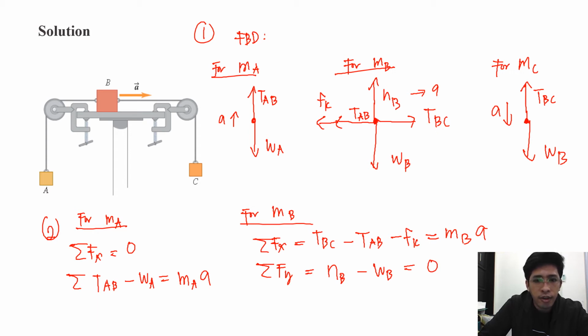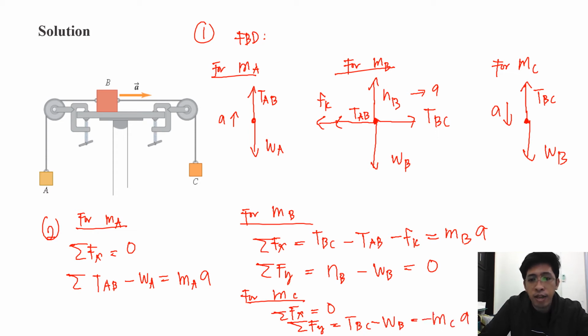And lastly, for block C, along the X, this is 0, and along the Y, we have your T_BC minus weight C, and then this is equal to minus M_C a. We have minus M_C a because the acceleration is downwards, so your downwards acceleration is negative. So we have these 6 equations that we're going to use to solve.